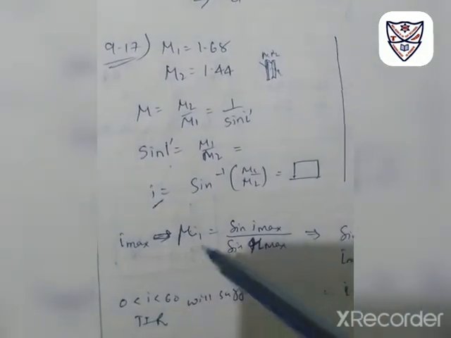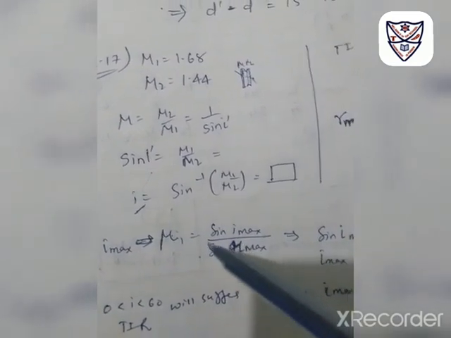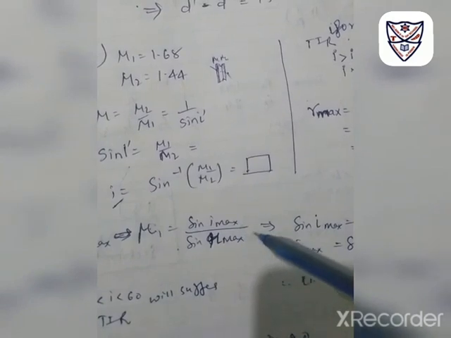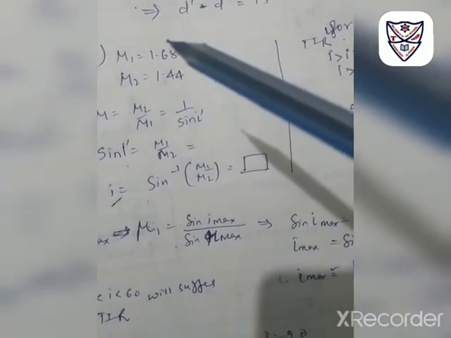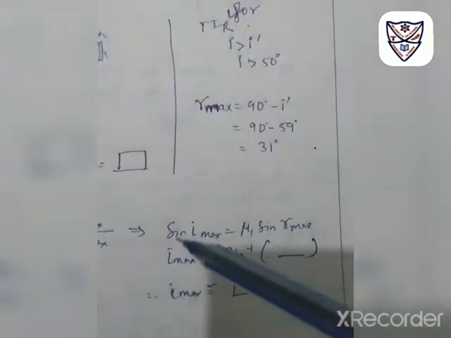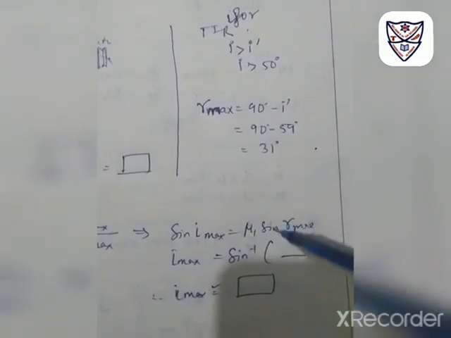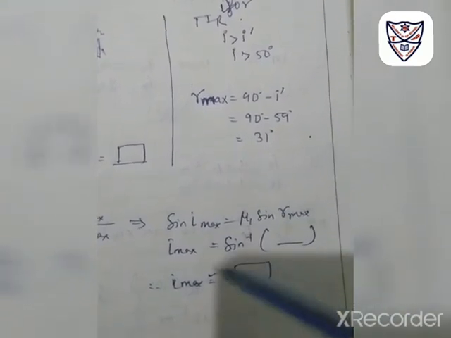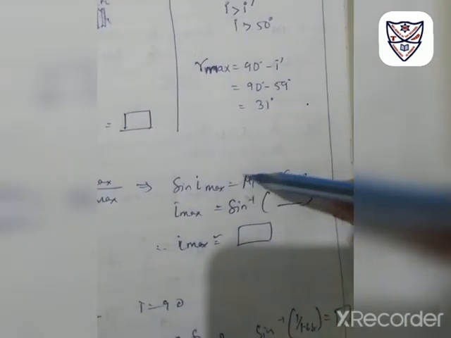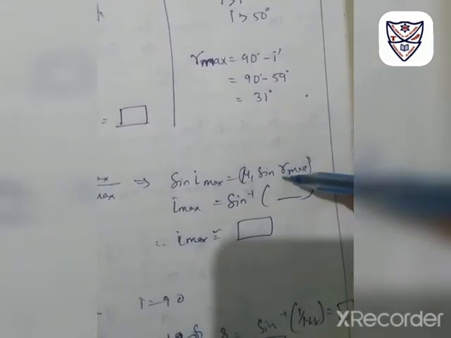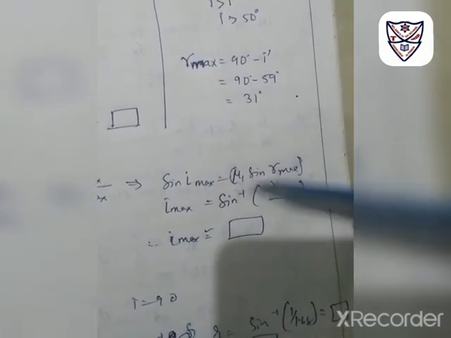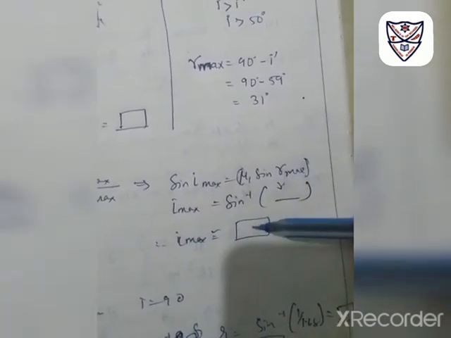Now for I max, you can write mu is equal to sin I max upon sin R max. This is the maximum value you are getting. Remember, when sin I max is equal to mu1 sin R max, so for I max you will take sin inverse. Now again, you know the mu1 value and the sin R max value, so place the values here, find the inverse of sine and find the value.